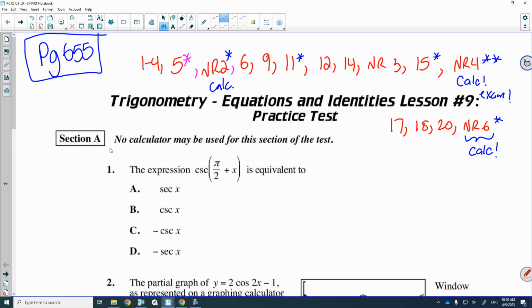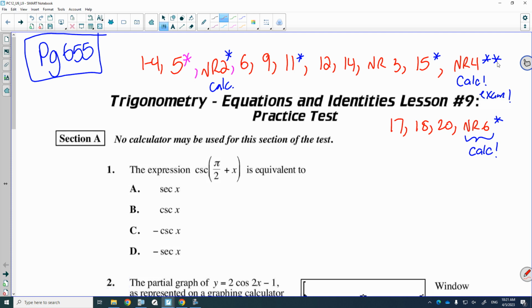I would take note into doing all of the ones that I've assigned, but pay particular attention to anything that I've starred. So circle number 1 to 4, circle and star 5, circle NR2, and write calculator. I just expect that to be, it's a numeric response. You punch it in the calculator. Don't bother doing algebra for numeric response. 6, 9, 11 is starred. 12, 14, NR3, 15 is starred.